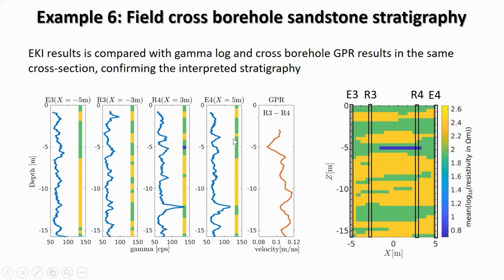But near the surface, even though we actually don't get necessarily a high gamma count, because it's near the surface, we've got a high moisture retention there. So that's why this zone actually at 5 meters stands out much more strongly than, say, this zone at 12 meters depth. But from these radar and gamma logs, we can provide some explanation of the zonation that we've got and confirmation of the appropriateness of the zonation that we've got from our ensemble Kalman inversion.